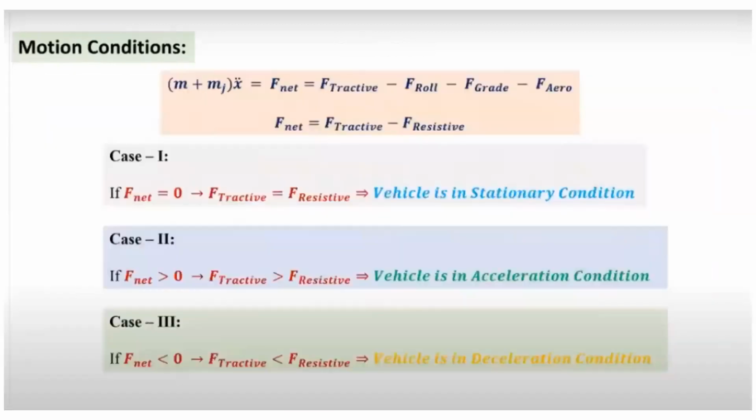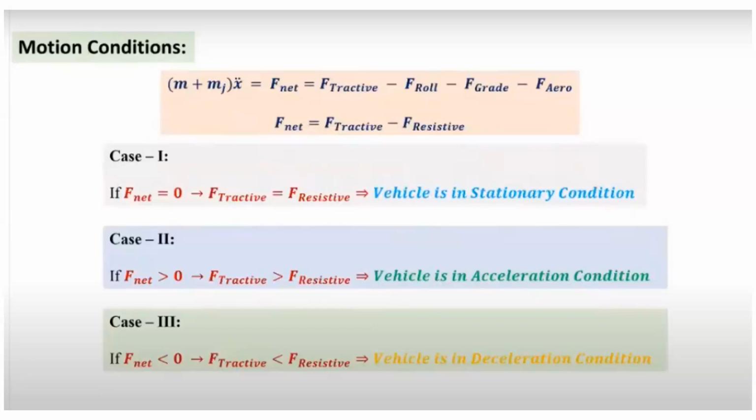Now, moving on to the next topic, motion conditions. There can be multiple situations when we are talking about the net force. There can be 3 major cases. In this slide, if we talk about case number 1, when our net force is equal to 0, what does that mean? If our net force is 0, that means the tractive force and the resistive force are equal. At that time, the vehicle will not be moving; it will be in the stationary condition. Now, if we talk about case 2, when the net force is greater than 0.